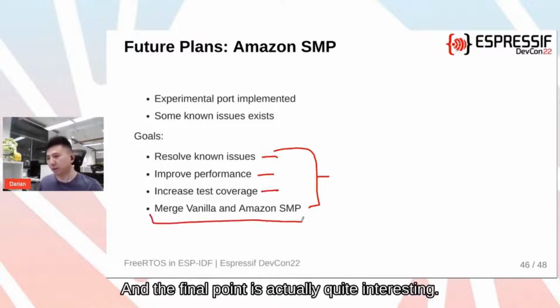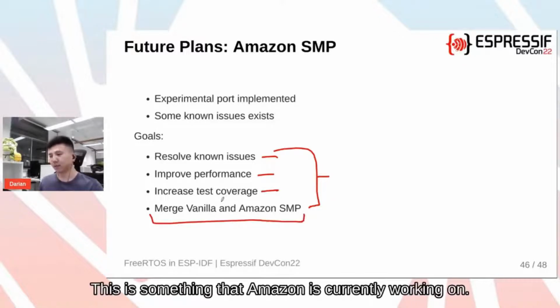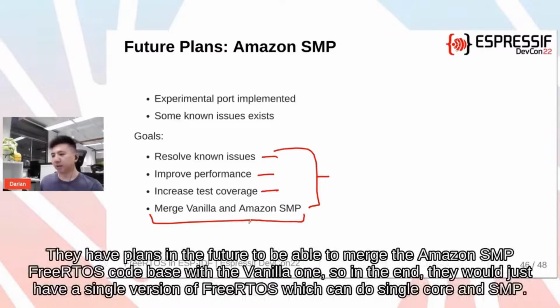And the final point is actually quite interesting. This is something that Amazon is currently working on. They have plans in the future to be able to merge the Amazon SMP FreeRTOS codebase with the vanilla one. So in the end, they will just have a single version of FreeRTOS, which can do single core and SMP.